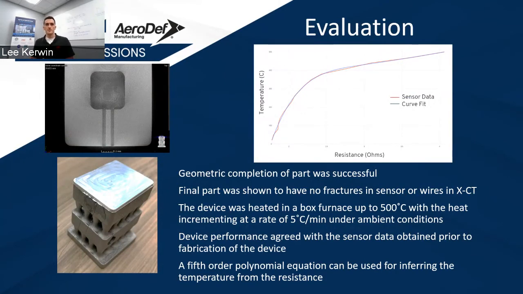And then we also evaluated the sensor performance, and you can see the temperature to resistance curve there, and that mapped the known tests that we had done on the sensor prior to encapsulation, so that matched the known properties of the sensor that UB has mapped out pretty well. And that was in a box furnace heated up to 500 C.